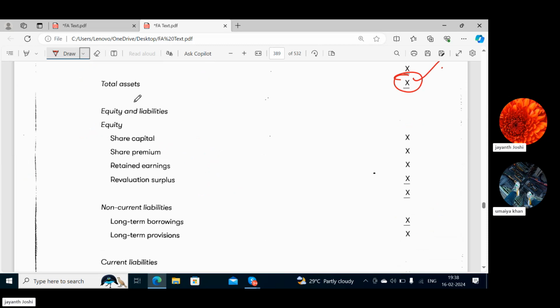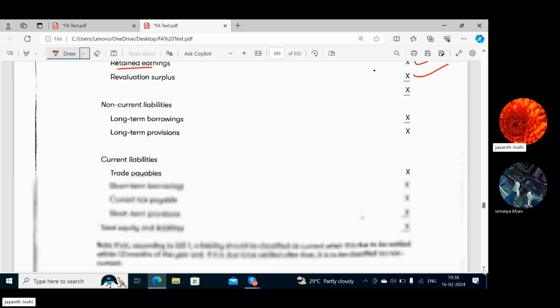And then it has all the equity and liabilities. Equity is your contribution, your capital in the business. Share capital, share premium. Premium is nothing but if the shares of the company are sold at a premium, a higher price. So that also is a part of equity. And we have already discussed that the premium account is used to issue bonus shares. Retained earnings, every year the company's profit will be transferred to this account called retained earnings account. Then revaluation surplus, just as we discussed.